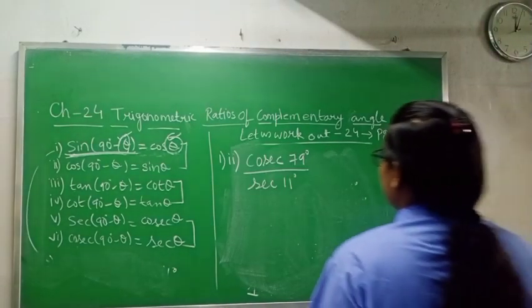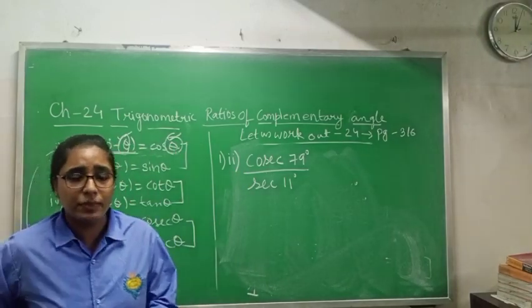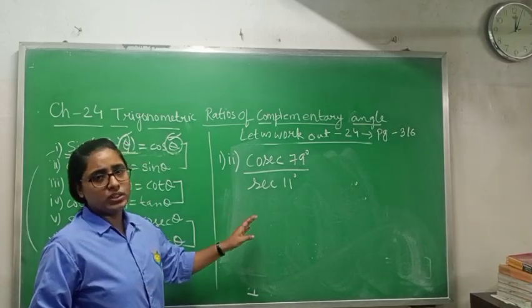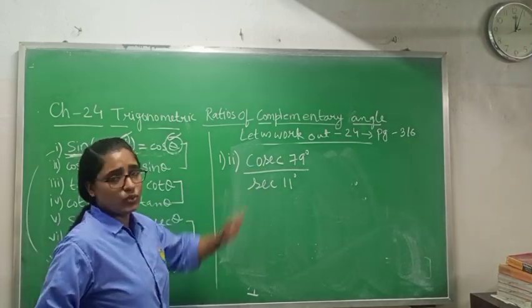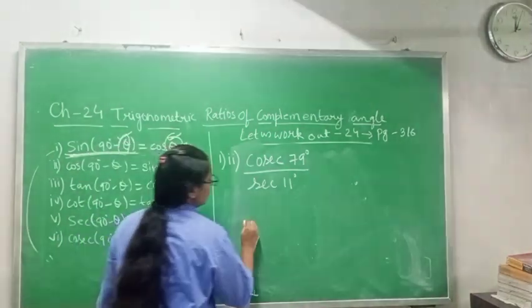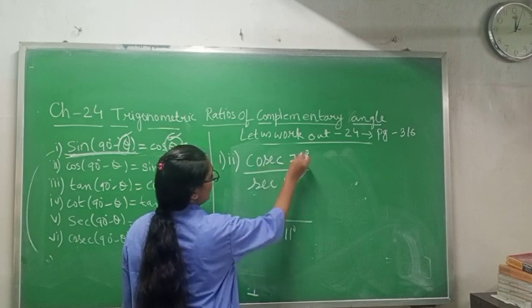Now class 10, see question number 1, 2. The question is cosec 79° by sec 11°. So you have to convert any one of them. You can convert this one or this one, it's up to you which one you want to convert.